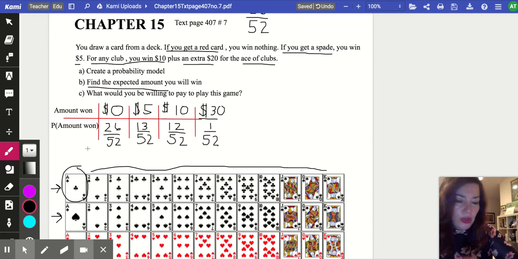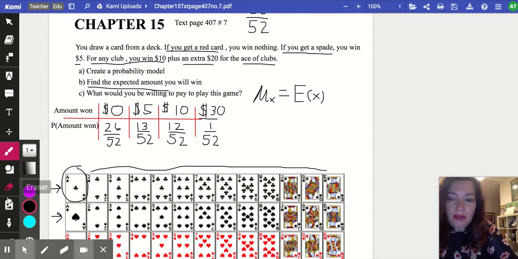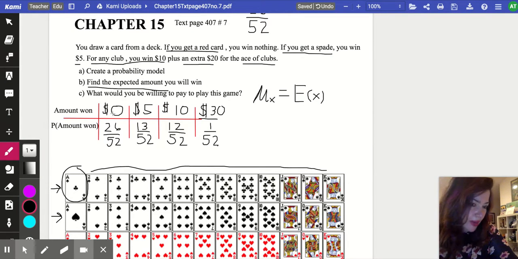So remember what the word expected means? It means the average. And we saw from our notes that the average, or mu of X, is also equal to our expected value, which we can write as capital E of X. And we can actually calculate this by hand. That would mean multiplying the first value, which is our random variable X, in this case the amount we win, by its probability, then adding it to the next value times its probability.